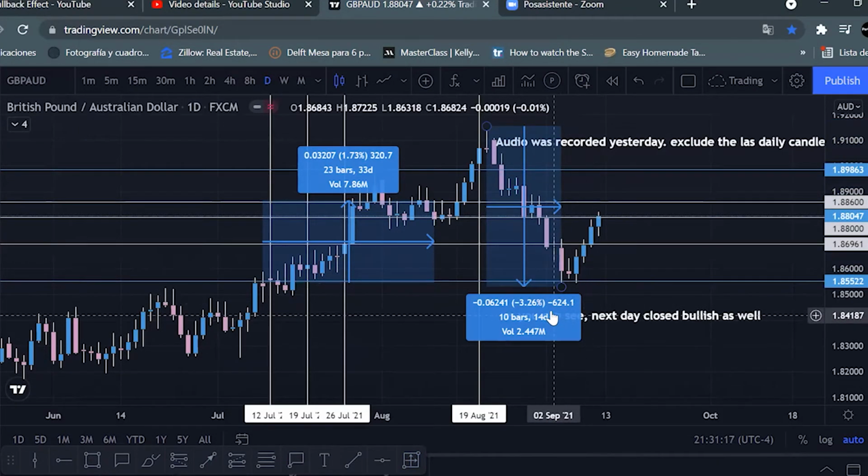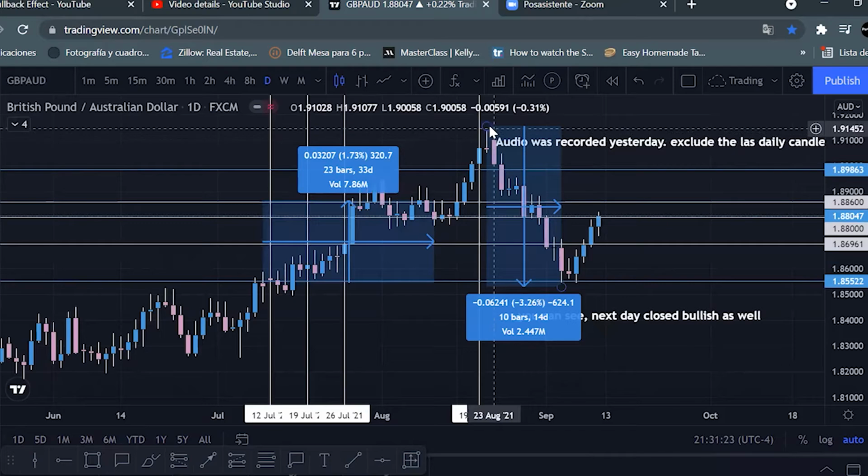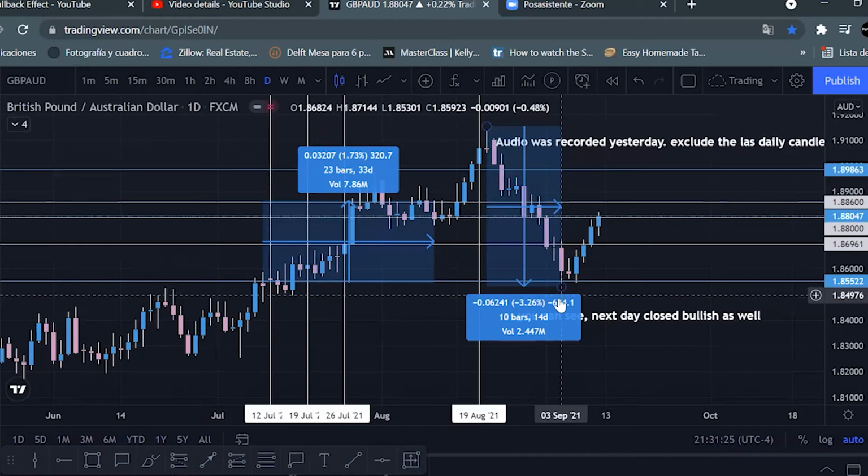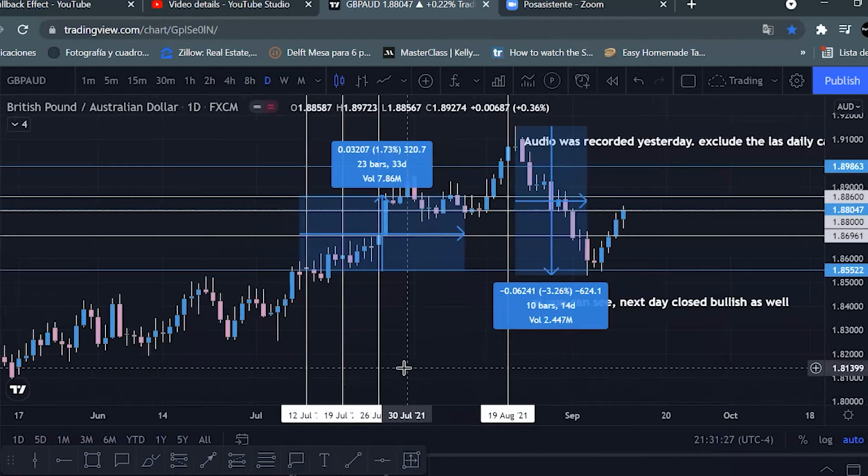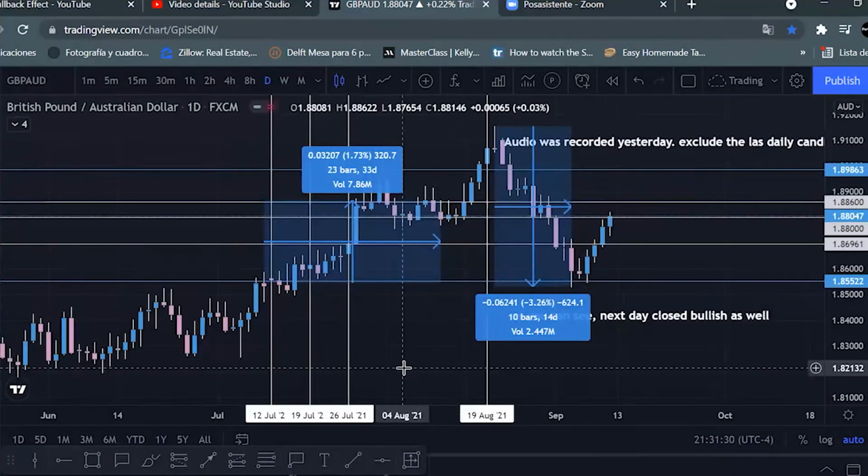roughly about 600 pips. So a big 300 pip move to the upside, and a really big 600 pip move on the downside in just 2 weeks, guys. That was amazing. So we'll see if we have more upside.